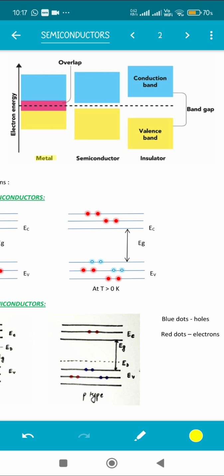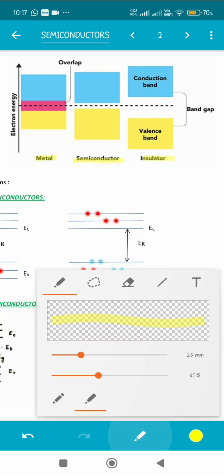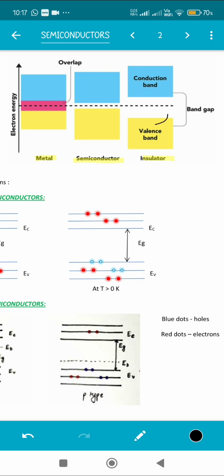But in case of semiconductors, the gap is small, less than 3 electron volts. But in case of insulators, the valence band and the conduction band have a huge gap. So the electrons are not able to make the transition. The electrons are not able to jump from the valence band to the conduction band, since the gap is so huge. As a result of which, we are not able to see any conductivity.